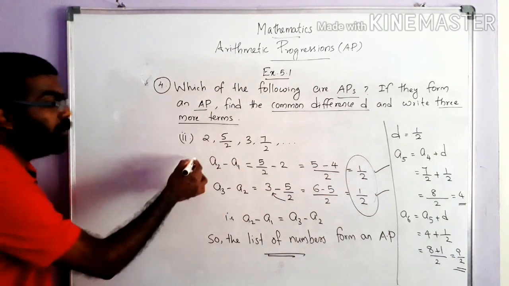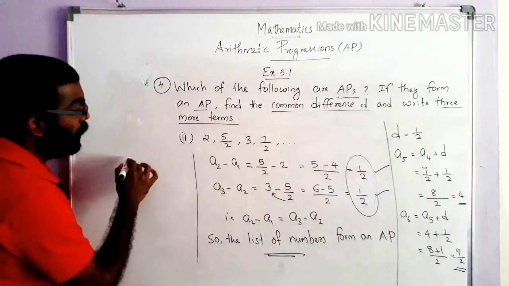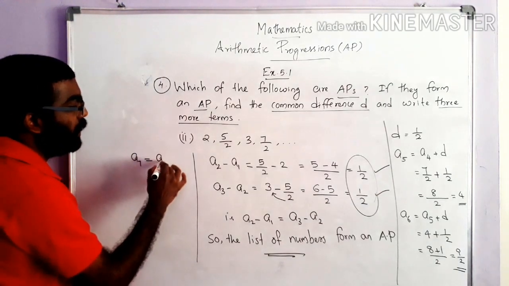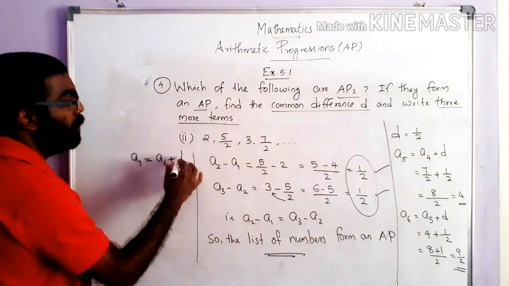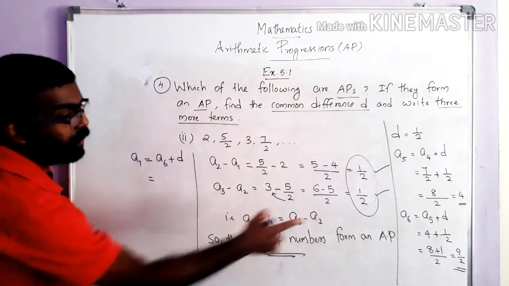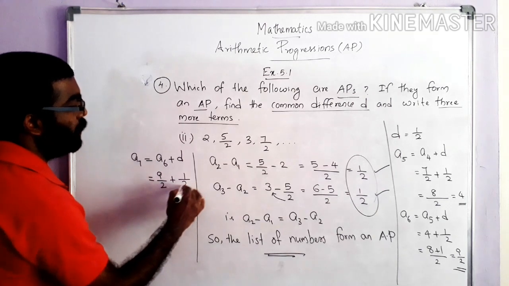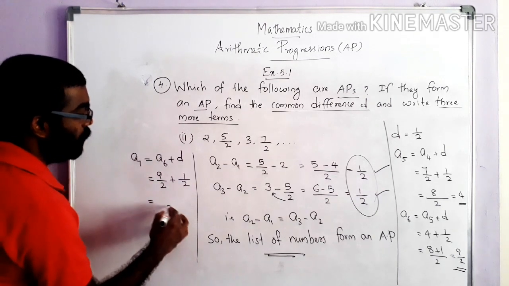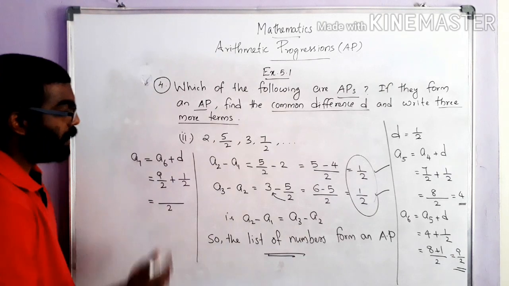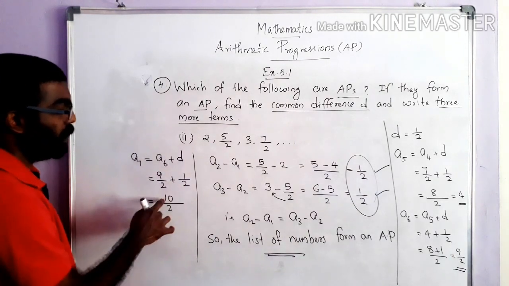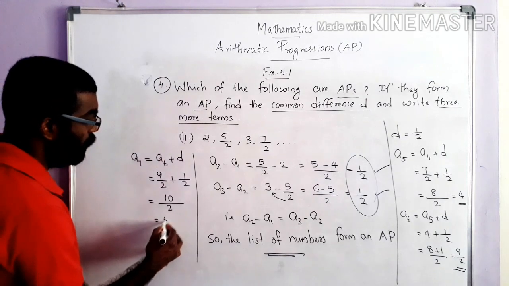Again there remains one more term, that is A7, which is equal to A6, 6th term plus common difference. 6th term here is 9 by 2, and the common difference is 1 by 2. Here also denominators are same, so we can add the numerators keeping the denominators same. That is 9 plus 1, 10 by 2, which is equal to 5.